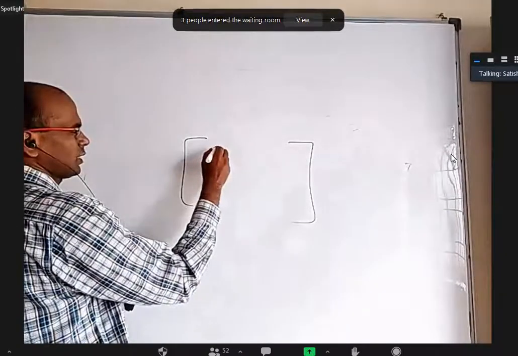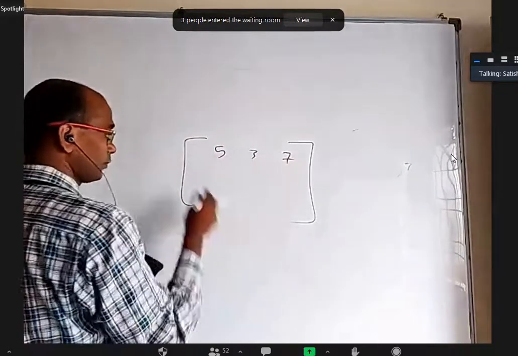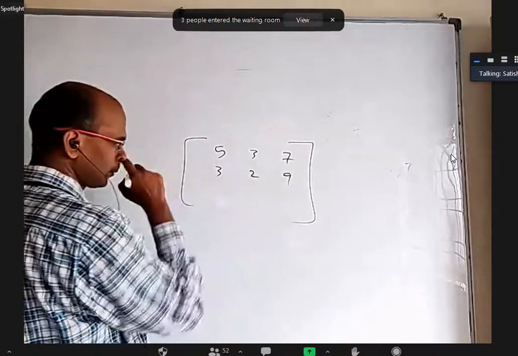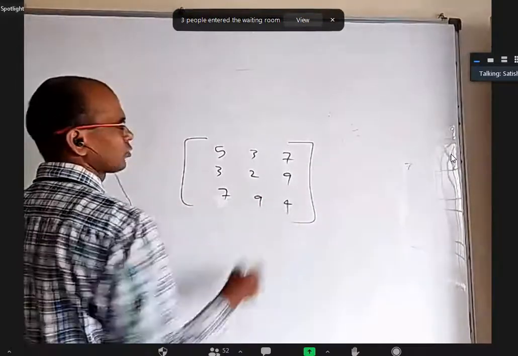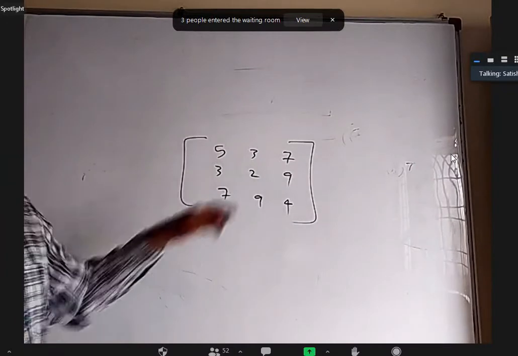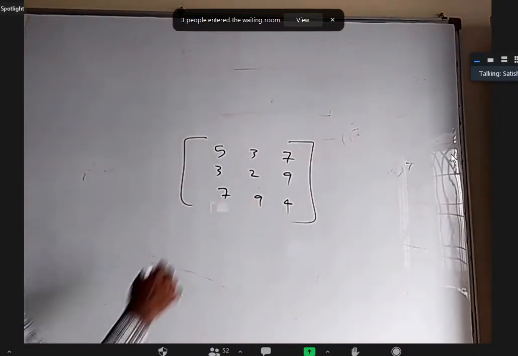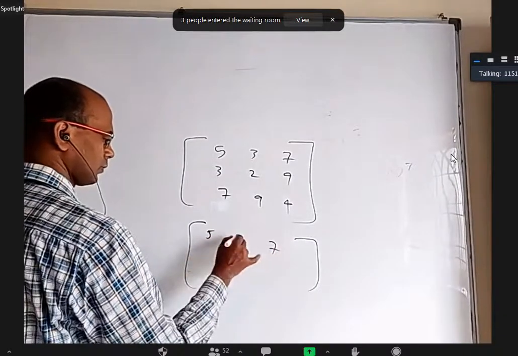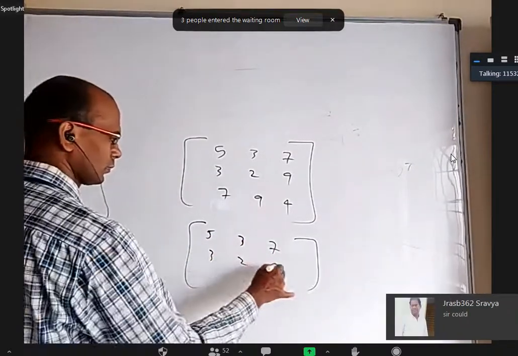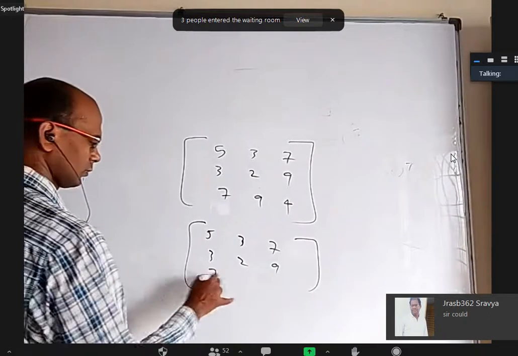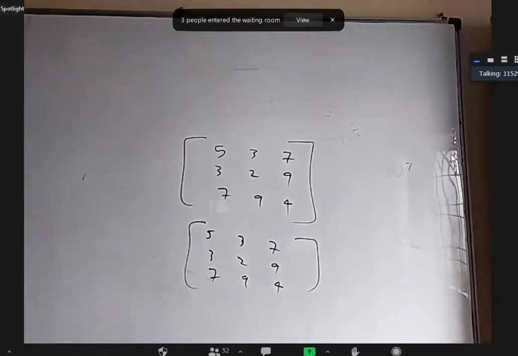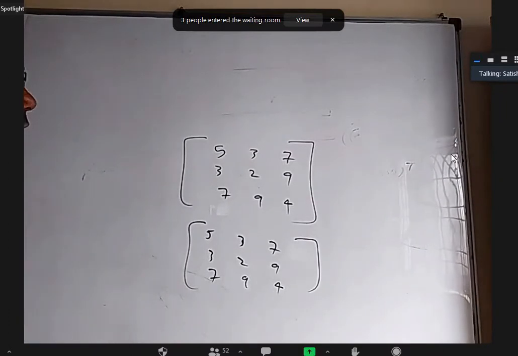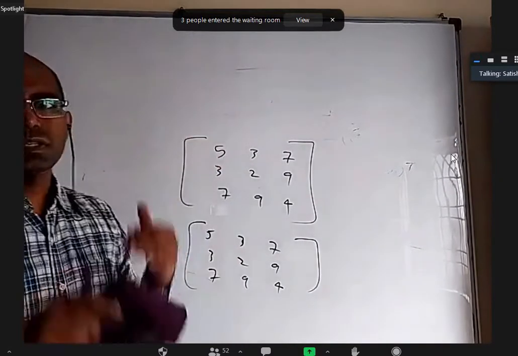Okay, let us take one example. Rows: 5, 3, 7; 3, 2, 9; 7, 9, 4. If I transpose this, what will come? The rows will be 5, 3, 7; 3, 2, 9; 7, 9, 4. It is the same as the original matrix. This is a symmetric matrix. Even when you transpose it, we got the original matrix.